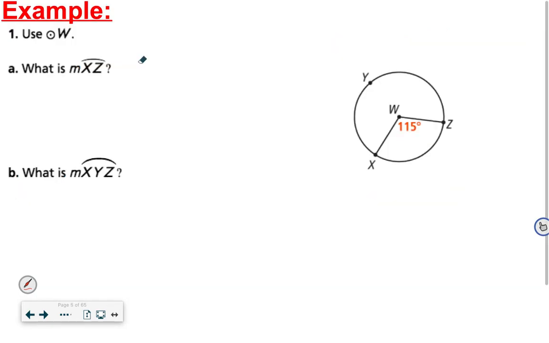So this is the next question. Use circle with the center W. This symbol stands for circle with center W.